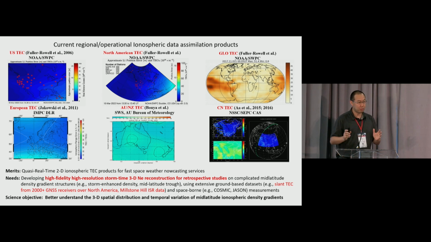So in this project, we're going to move a step forward to provide a regional, high-resolution, but three-dimensional electron density data assimilation product. We aim to address the mesoscale structures, especially the storm-enhanced density in the mid-latitudes. So that's our science objective.